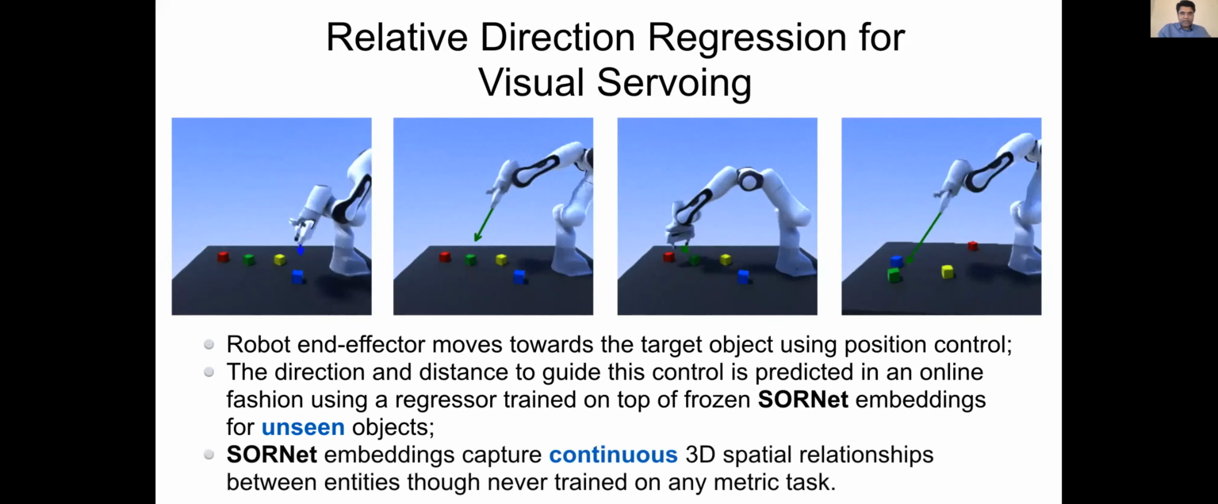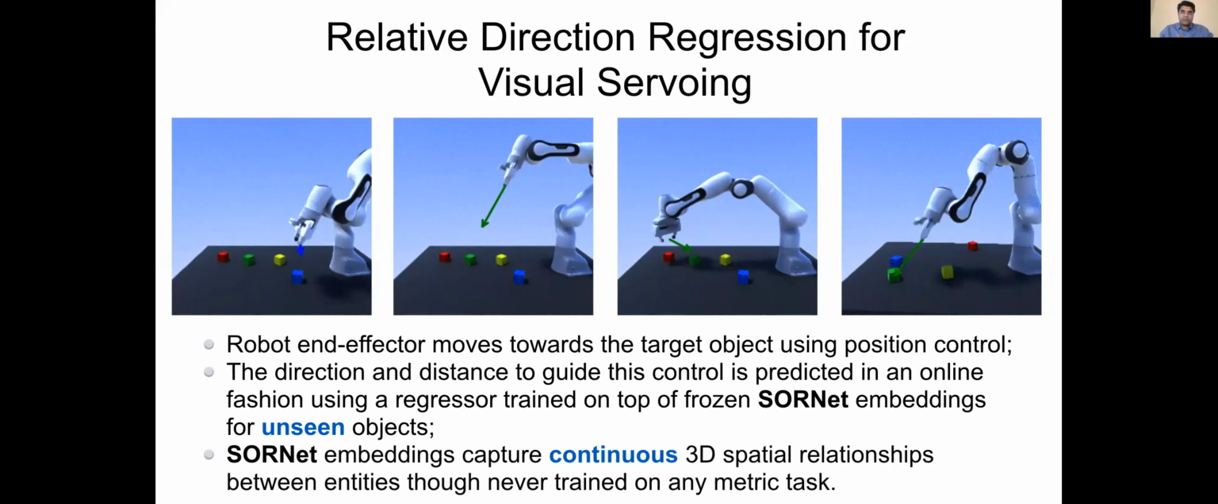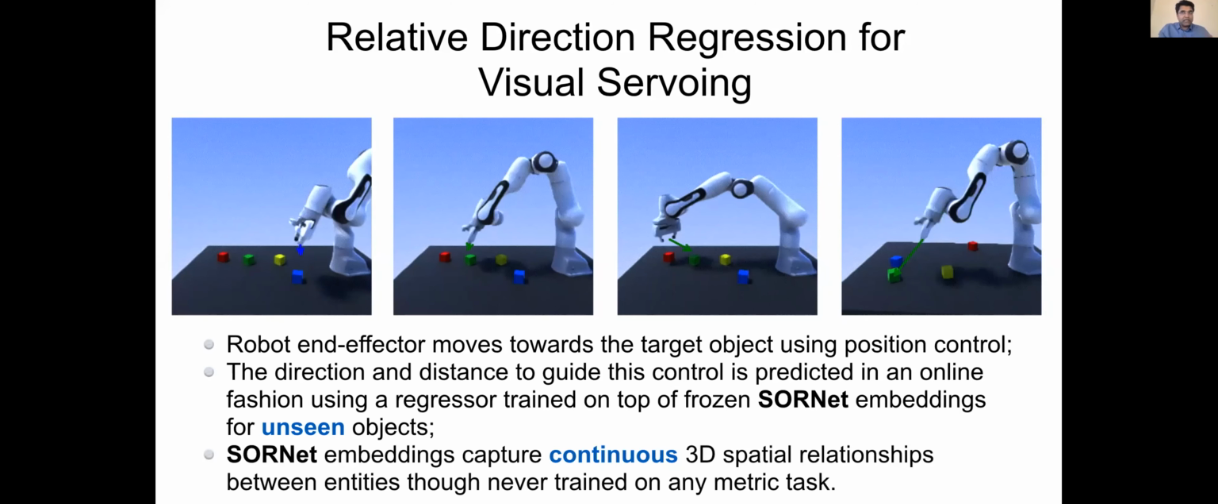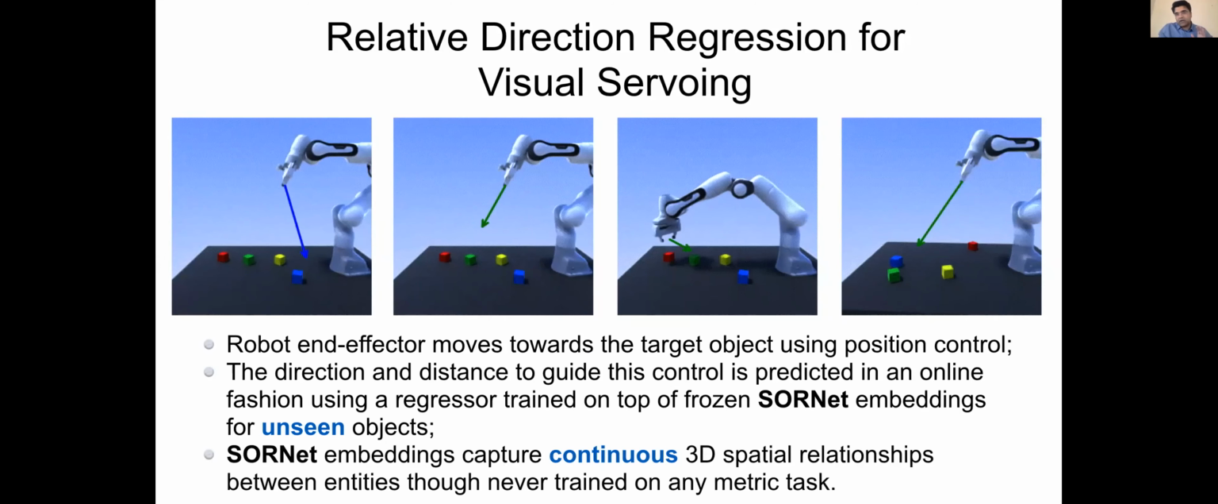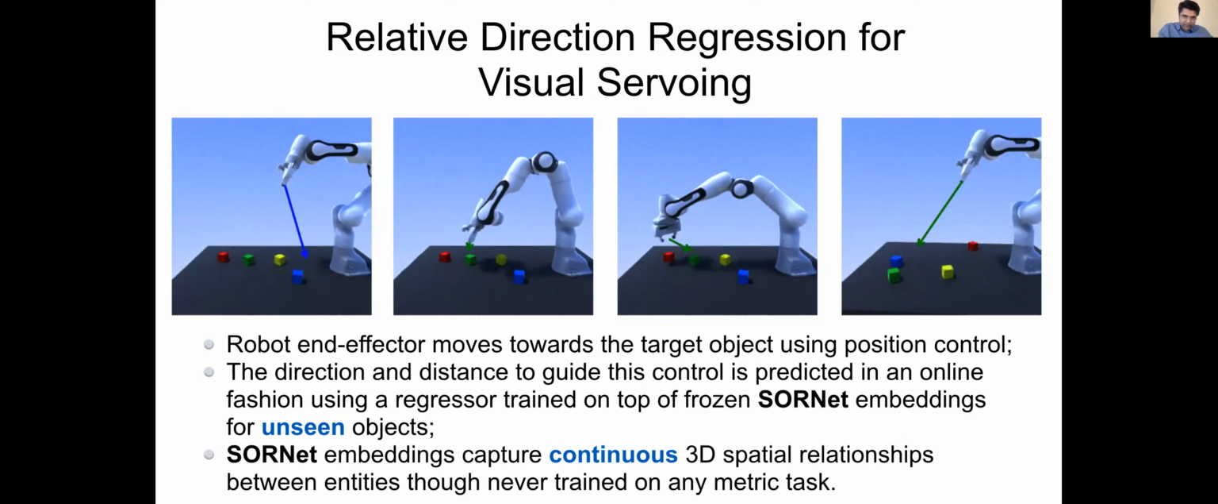So to repeat what I said earlier, SORNet embeddings capture continuous 3D spatial relationships between entities, although it was never trained on any metric task. It was only trained on the predicates that we saw earlier.